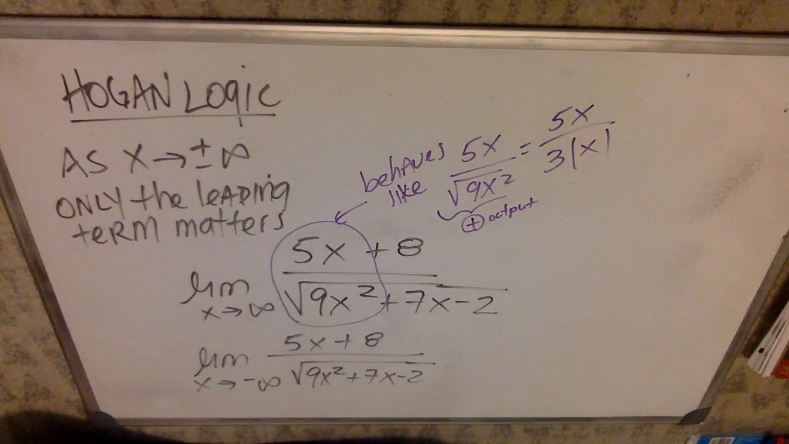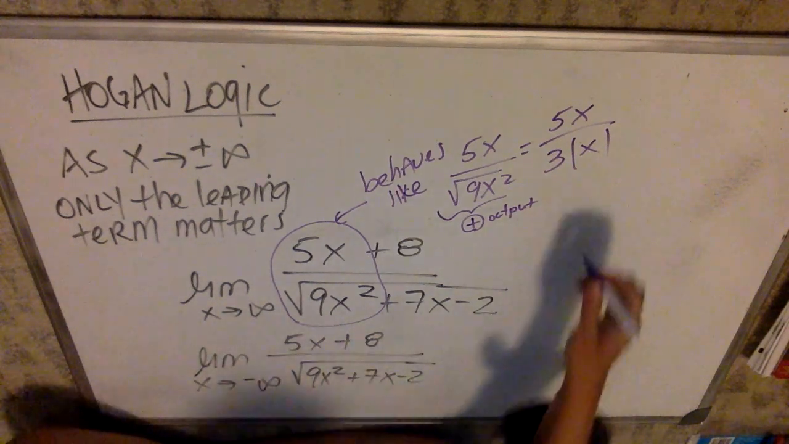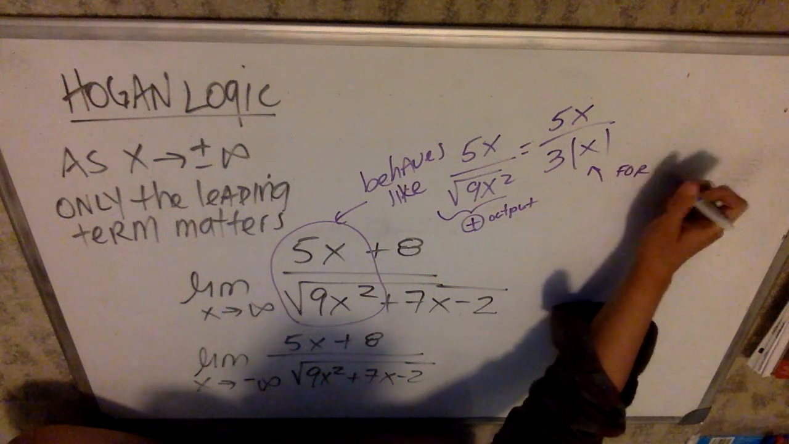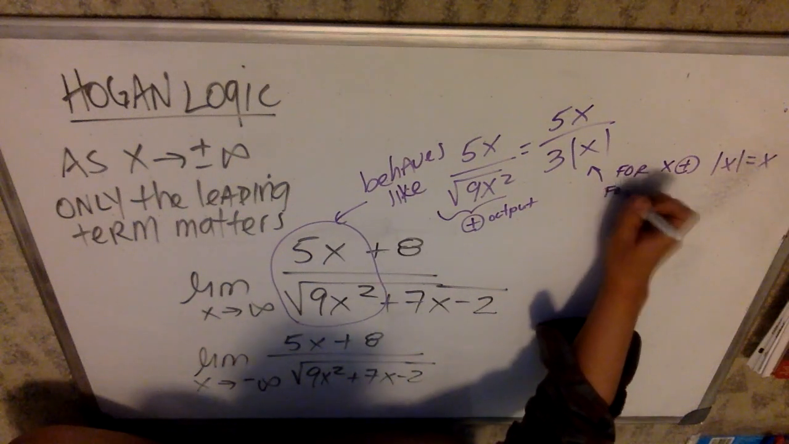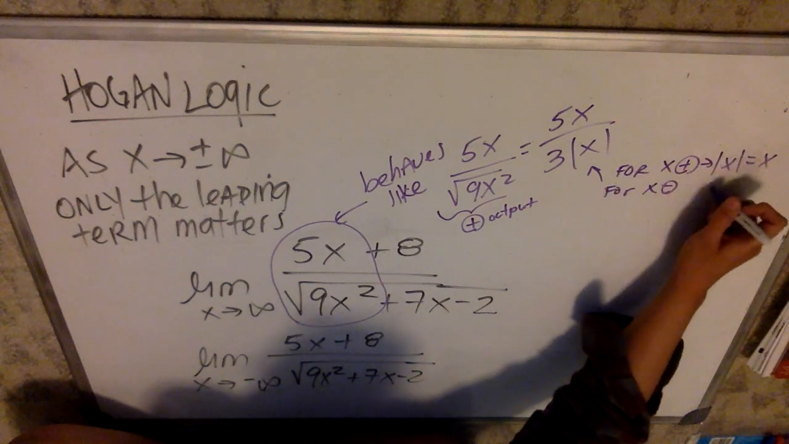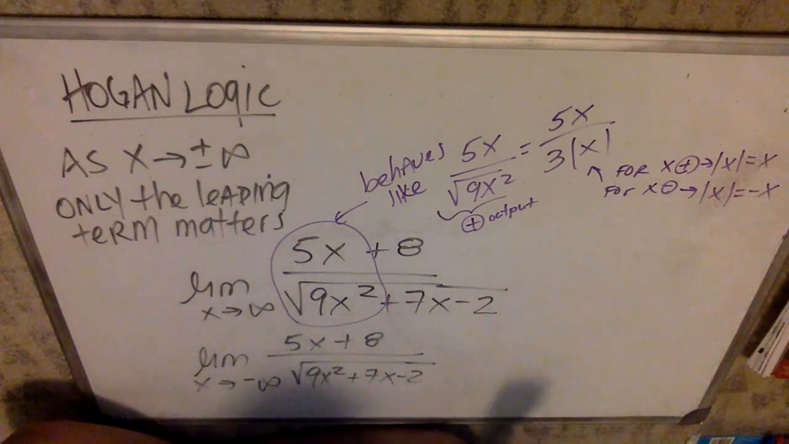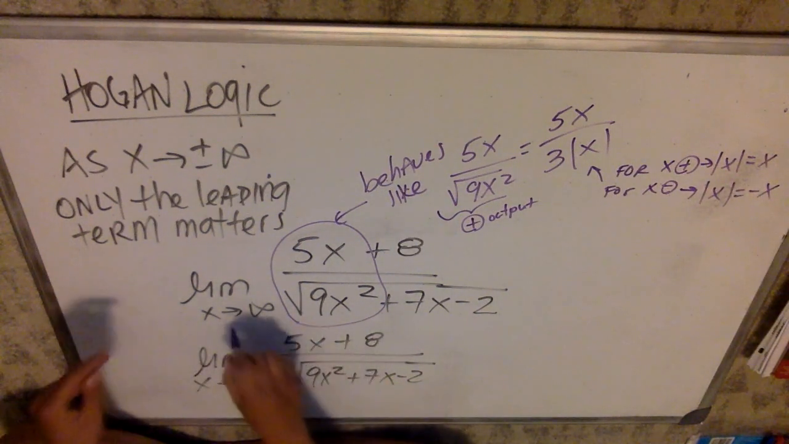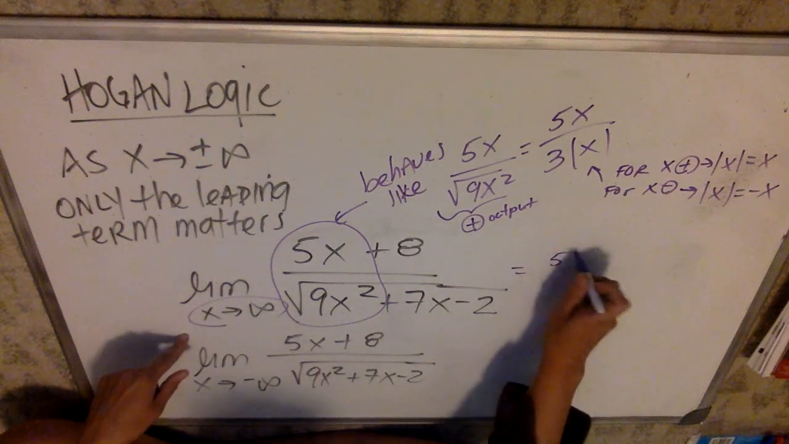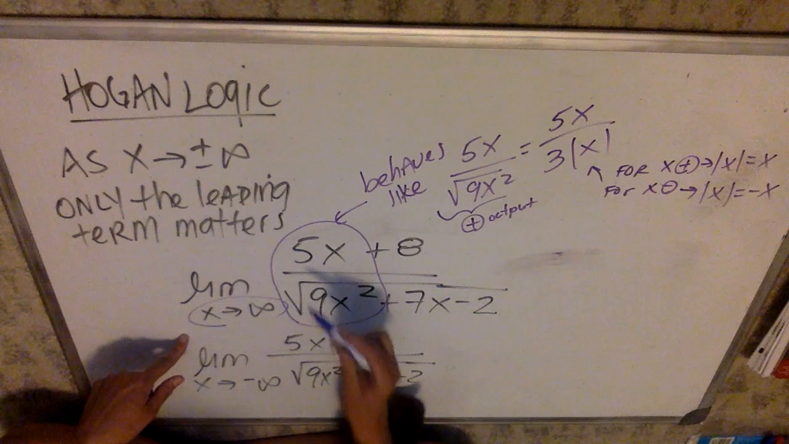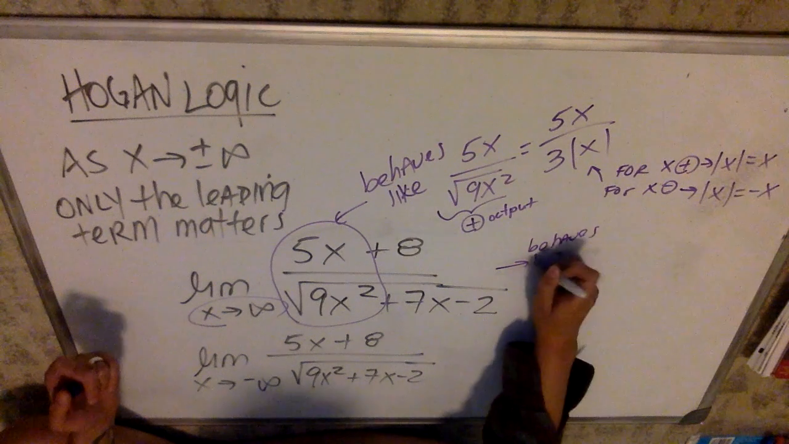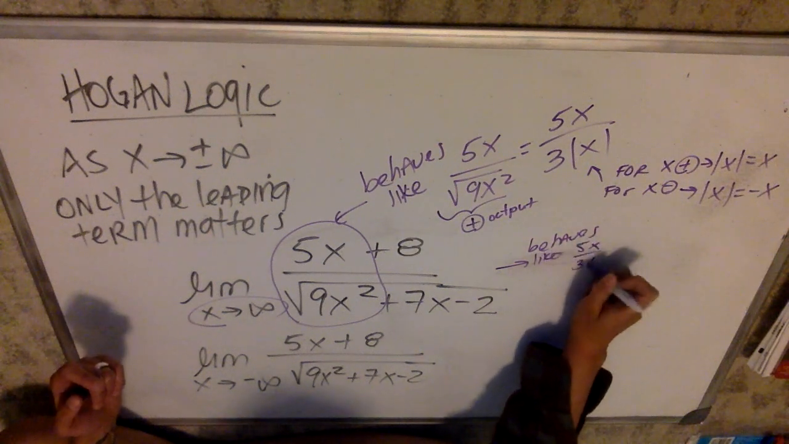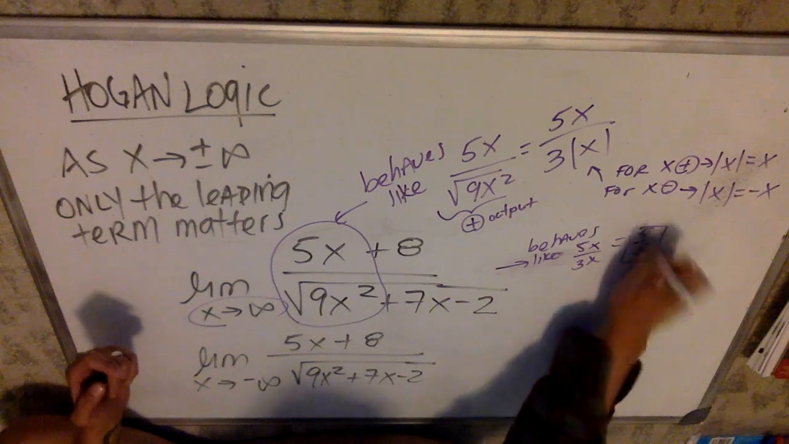Now, the reason that we end up with two different possible answers is because for positive x, the absolute value of x is just an x. But for negative x, the absolute value of x is the opposite of x, right? We've talked about this. So when I look at this, I say, oh, for positive values, this is going to behave like a 5x over a 3x. Oh, hey, the answer is totally 5/3, right?